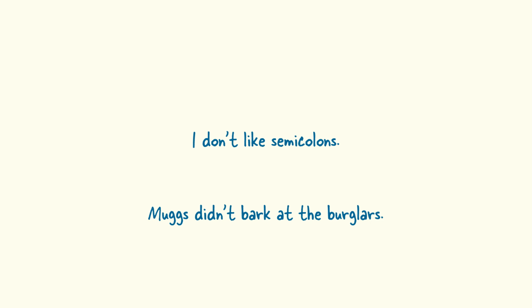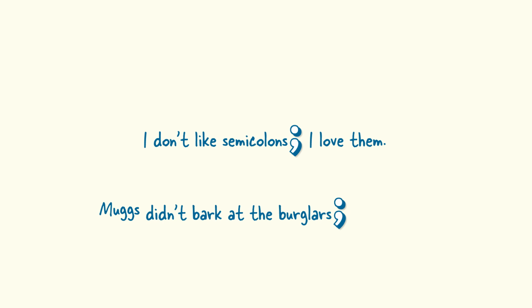First, write a main clause using don't or didn't. I don't like semicolons. Muggs didn't bark at the burglars. Good. Now add a semicolon to each and state a positive. To tell what I do like or what did happen? Right. I don't like semicolons; I love them. Muggs didn't bark at the burglars; he bit them. I like that.